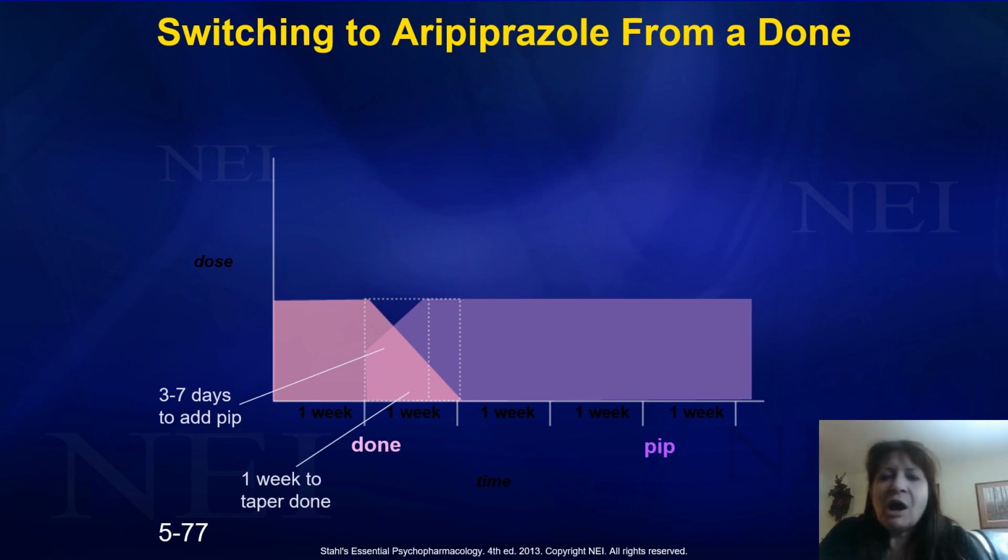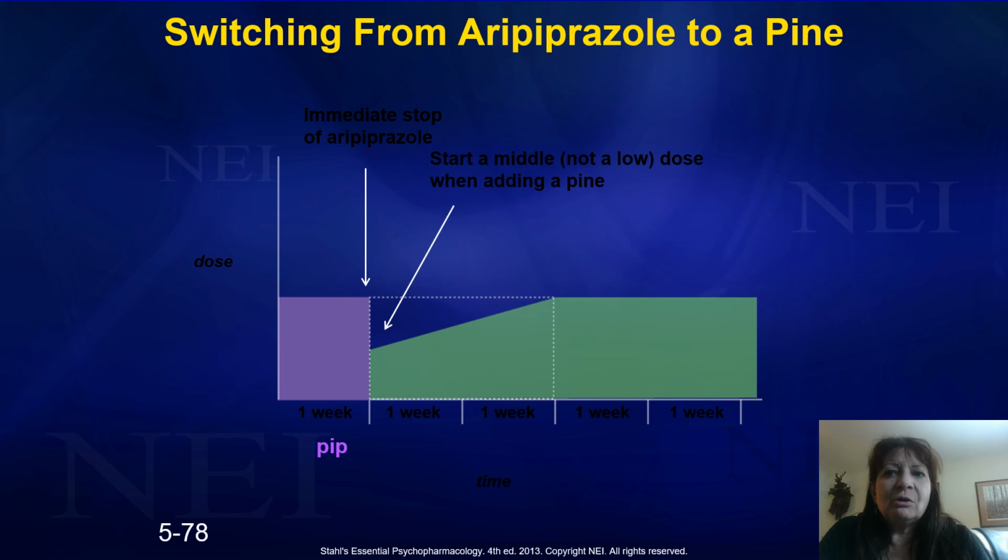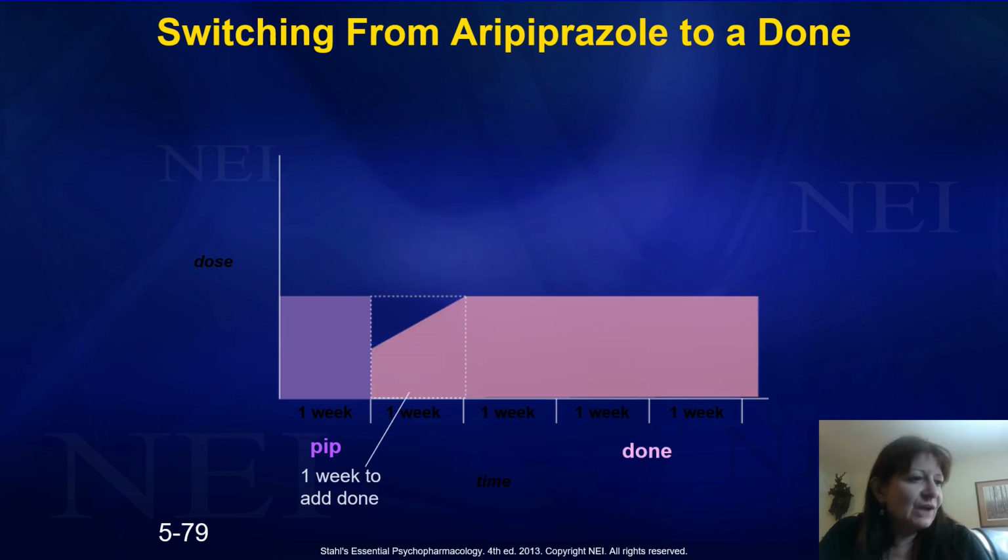If you are going from aripiprazole to a pine, stop the aripiprazole. It's got a really long half-life, and start the pine at a middle dose and titrate over 2 weeks. So that's pretty consistent all along, that the pine, you're either reducing it or increasing it over a span of 2 weeks. With the done, you are also going to stop the aripiprazole and start the done at a middle dose and titrate up over a week.